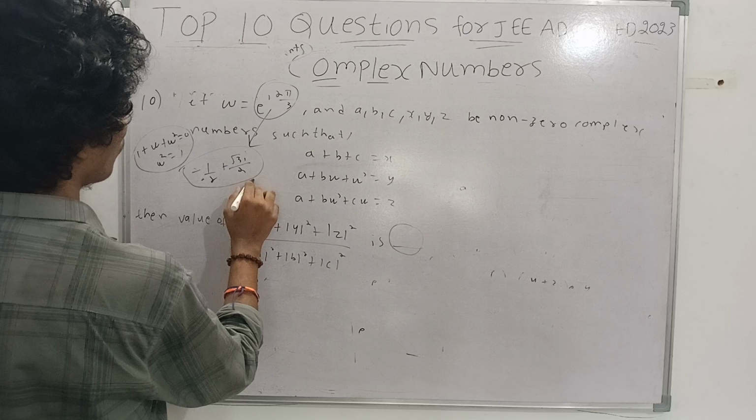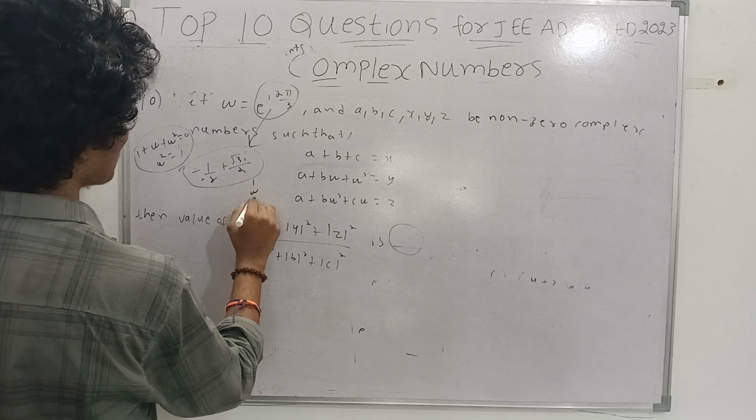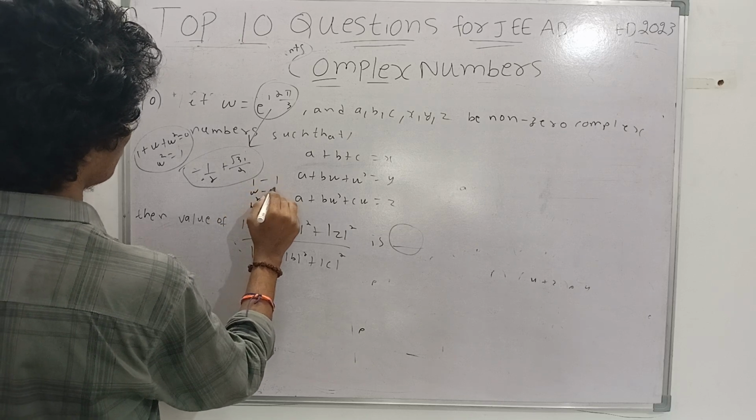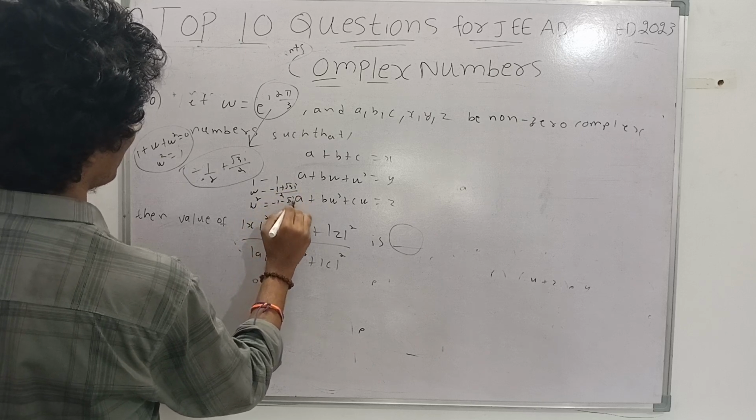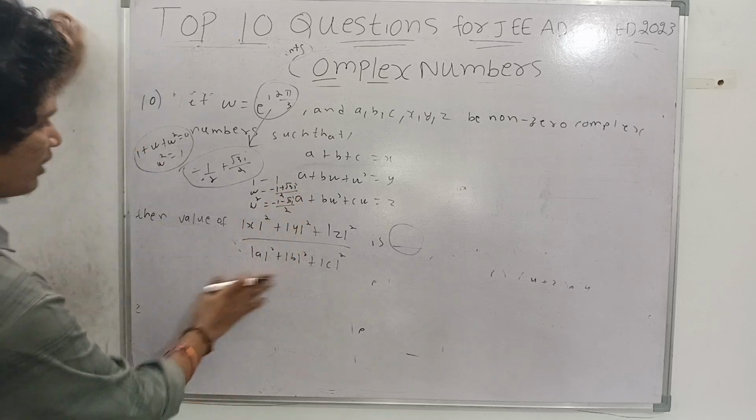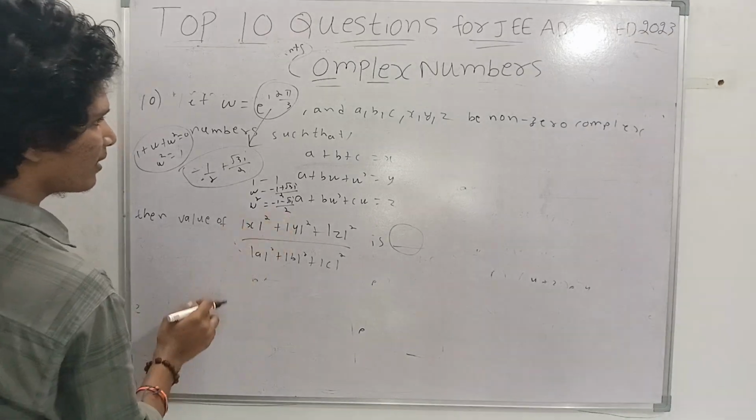And what are the cube roots of unity? 1, another is omega, and another is omega square. 1 is 1. Omega is minus 1 plus root 3 i by 2, and omega square is minus 1 minus root 3 i by 2. And if we come to here, what is mod z square?